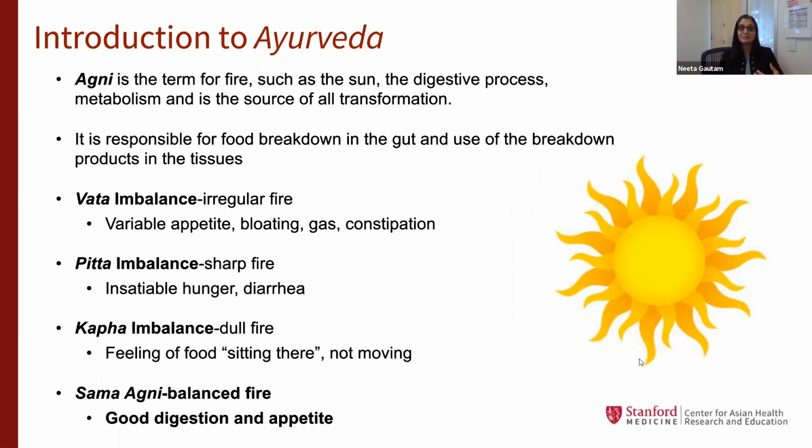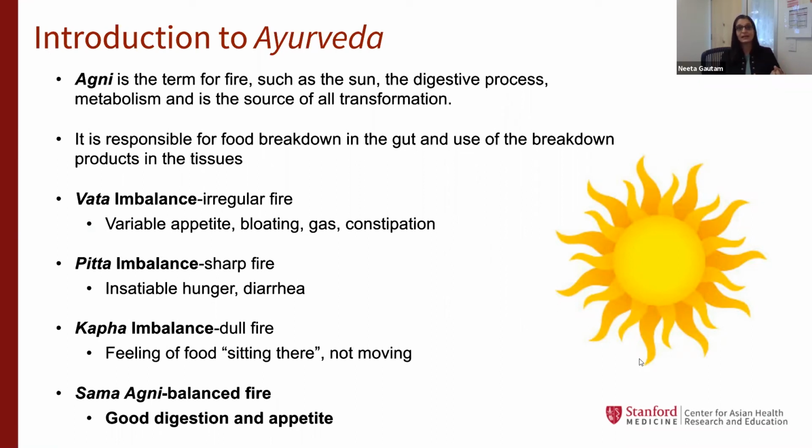If there's a Vata imbalance, you can imagine a wind or a breeze blowing against a fire. You would see an irregularity in that fire, and variable appetite, bloating, gas, constipation may become more of a problem. In a Pitta imbalance, an increase in the fire, insatiable hunger and appetite, diarrhea, as the fire is burning through everything at a rapid rate.